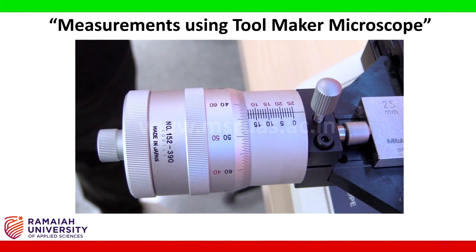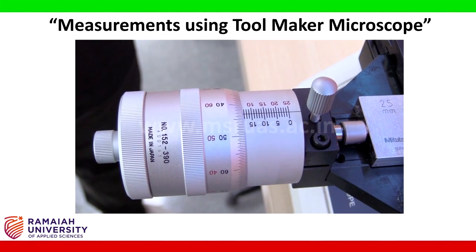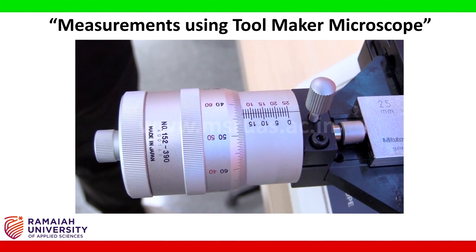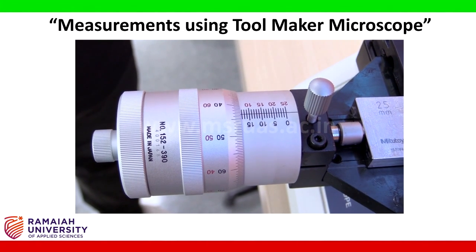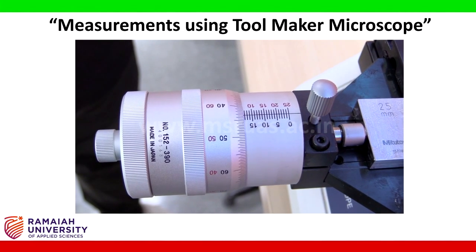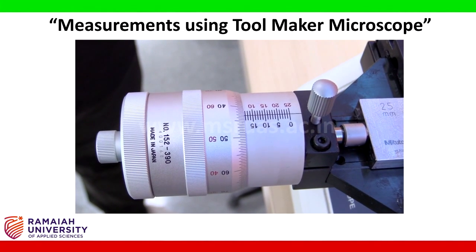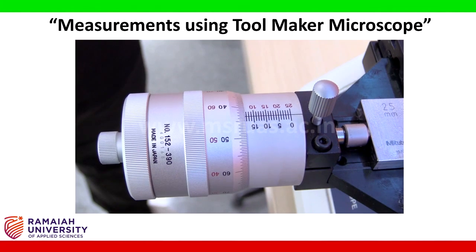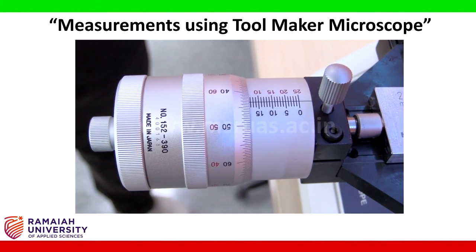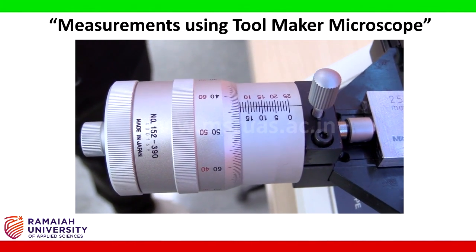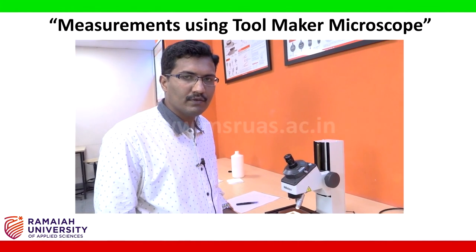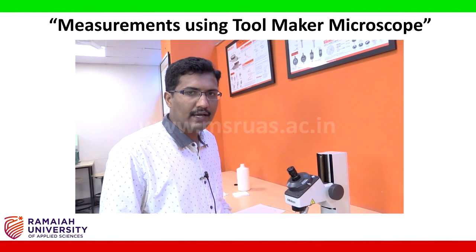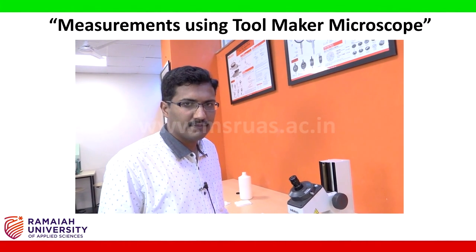That is, the initial position of the micrometer head was 4.575, minus the final reading, which is 6.575, gives us the depth of the groove, which is 2.00 mm. So this is how one can find out the depth or the width of the given specimen. Next, we can measure the angle of the specimen.